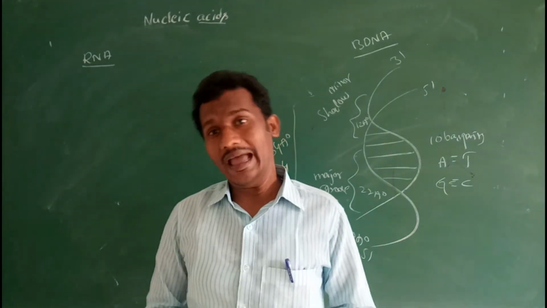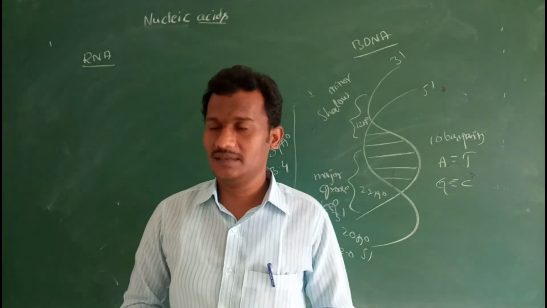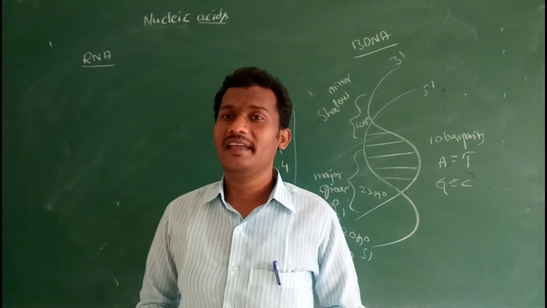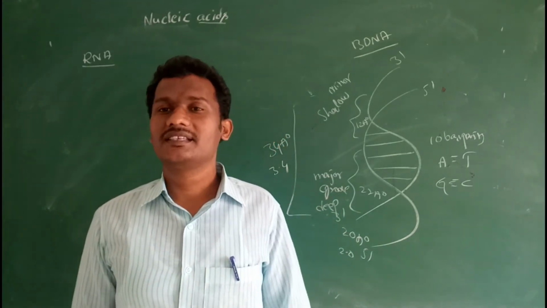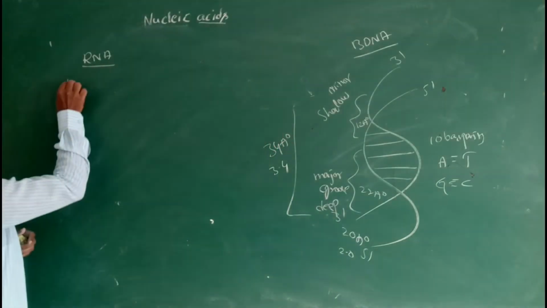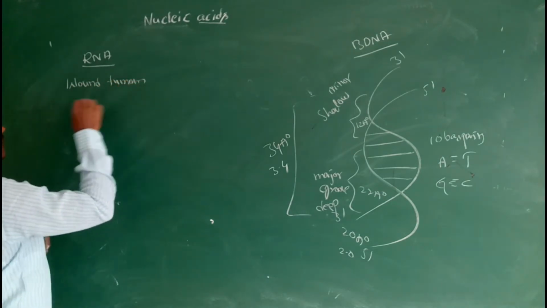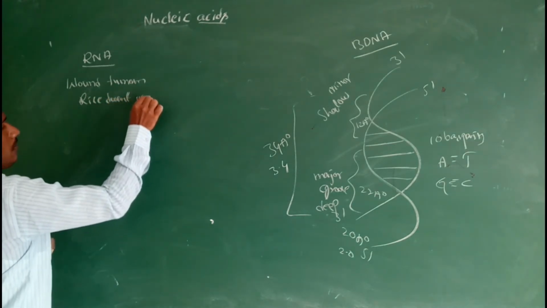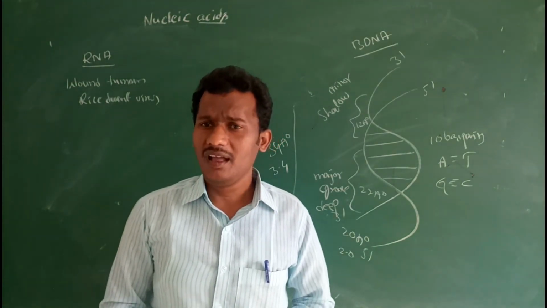RNA also acts as a genetic material in some viruses, that means retroviruses. Generally RNA is single stranded, but in some viruses it is in a double stranded condition. These are wound tumor virus and rice dwarf virus, which have double stranded RNA.